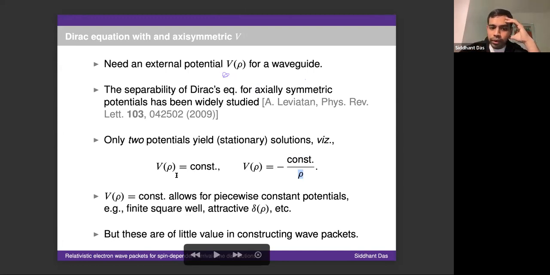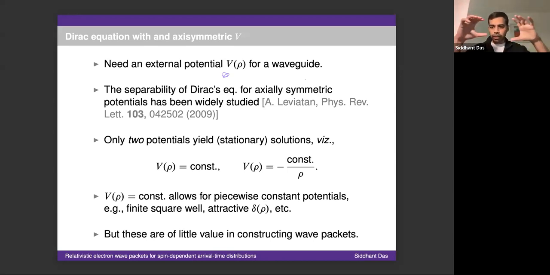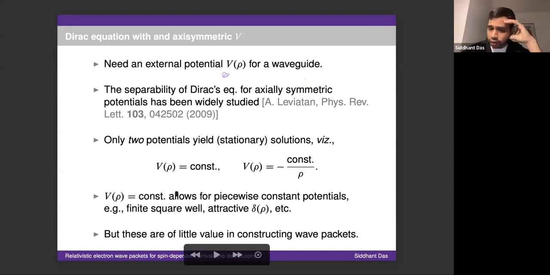At one point, I was trying to cook up waveguides by piecing together piecewise constant potentials. So think of a finite square well. There is a cylinder inside which, let's say, the potential is 0, and outside it's a finite constant, like a particle in a finite square well, and a few other examples. These led to very complicated equations due to the boundary conditions, and that didn't lead anywhere, and I had to just leave it almost from where I started.